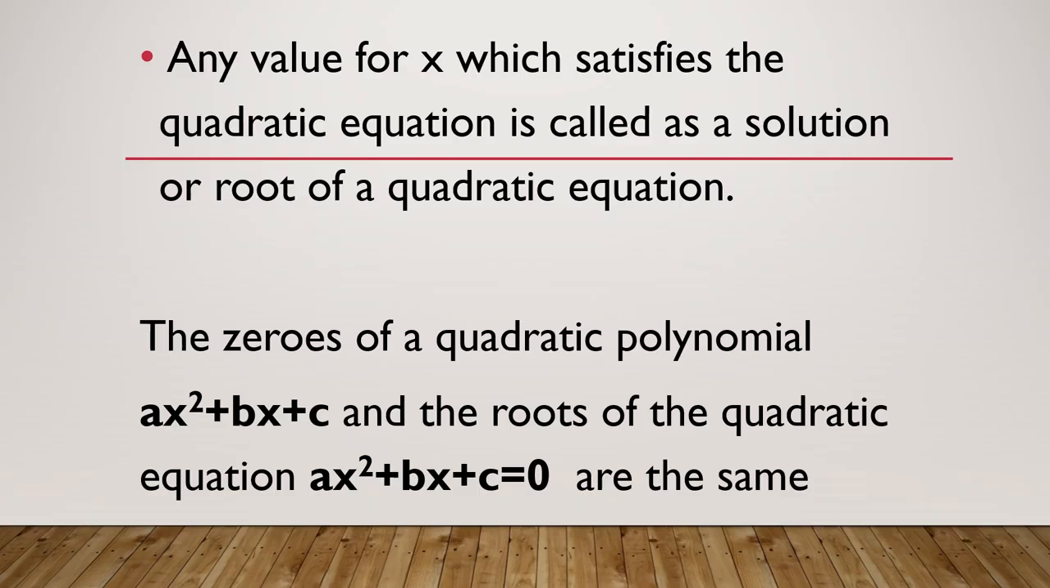Any value for x which satisfies the quadratic equation is called as a solution or the root of a quadratic equation. In quadratic polynomials, to find the zeros, we have equated the quadratic polynomial to 0 and then we have found out the value of x which satisfies the quadratic polynomial. So, the zeros of the quadratic polynomial and the roots of the quadratic equation ax square plus bx plus c equal to 0 are the same. So once they are polynomials, we call them as zeros of the polynomial, and in quadratic equations we call them as roots of the quadratic equation.